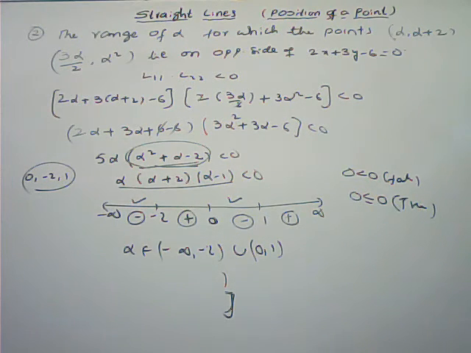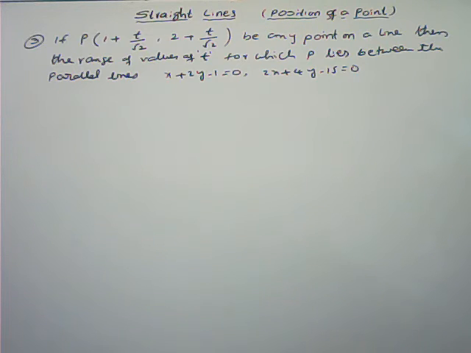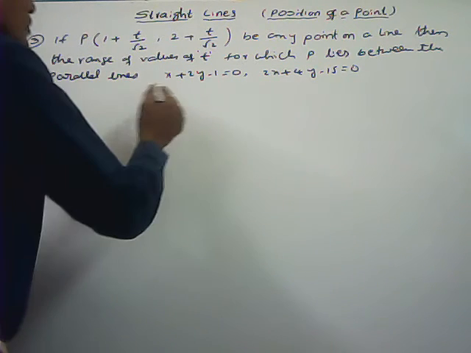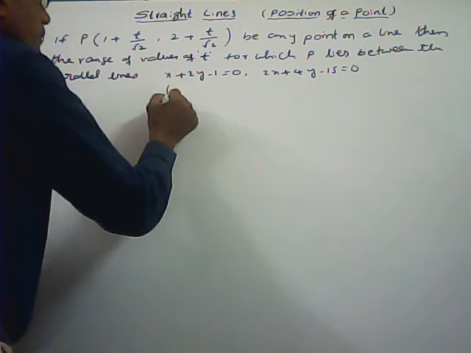Here, a similar problem I will write one more. Here 1 plus t by root 2, 2 plus t by root 2. Those are the coordinates of a point, beginning point on a line. Then the range of values of t for which P lies between the parallel lines. Here two lines are given.